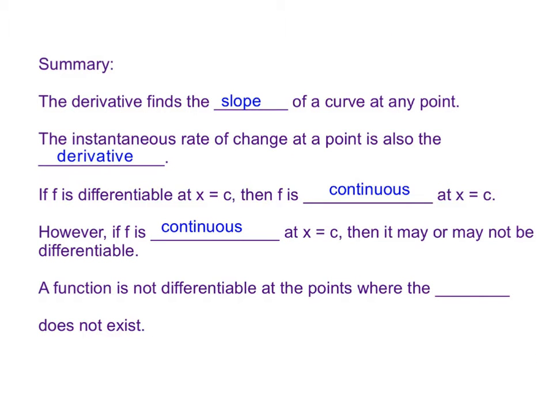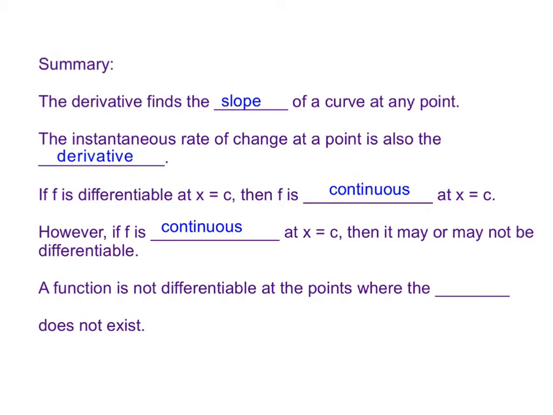So this is the summary that we had at the end of the last video. So you already have the first 4 sentences written down as part of that last video. So remember that the derivative finds the slope of a curve at any point. The instantaneous rate of change at a point is also the derivative. If f is differentiable at x equals c, then f is continuous at x equals c. However, if f is continuous at x equals c, then it may or may not be differentiable.